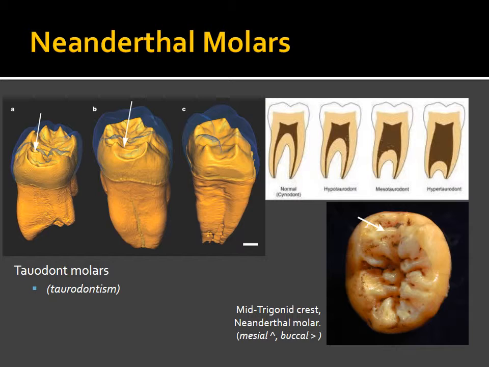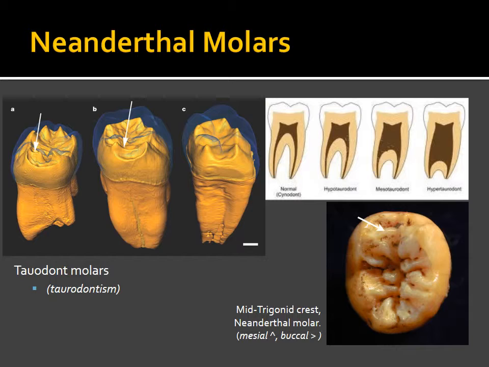And Neanderthals have what have been called taurodont molars, or taurodontism. This is derived from the Latin word taurus, meaning cow or bull. So if you look at the picture on the left, notice that the roots of the molar are completely fused. And if you look at the drawing on the top right, what humans have is the normal one on the left, called cynodont. We have very distinct roots and they're very separate.